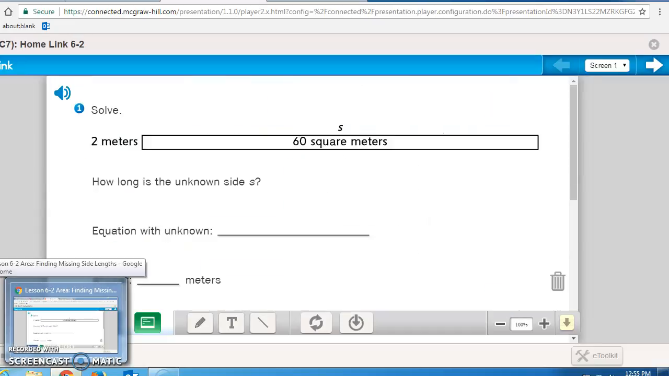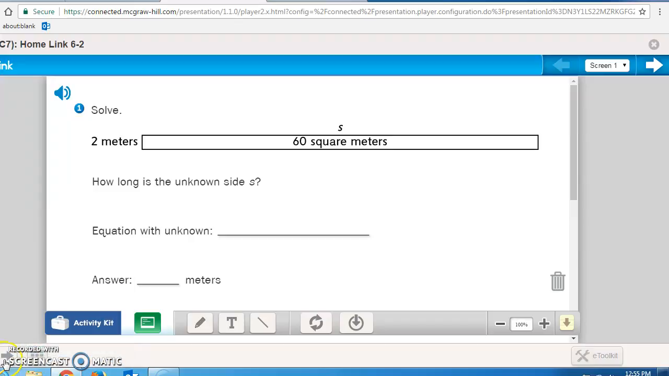The final worksheet you're going to do for Lesson 6-2 is Math Masters page 231. Pause the recording and go to the file and get out page 231. Number 1 says, how long is the unknown side S? So it's giving you the area, so you need to find out the opposite side of what's marked. Write the equation for the unknown, and then write your answer.